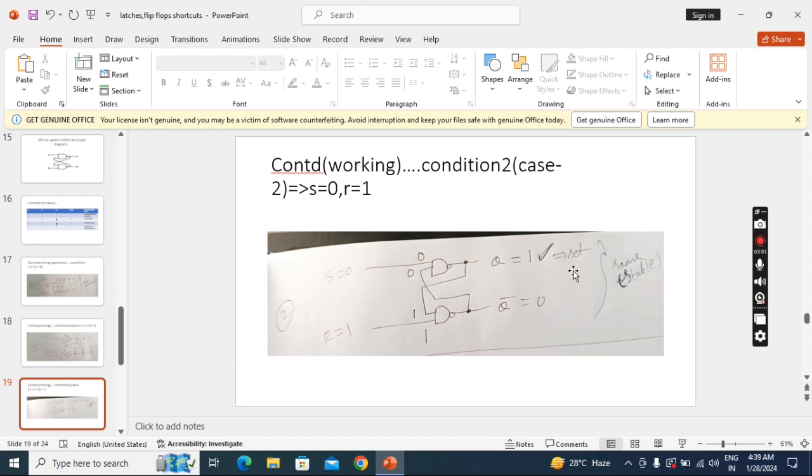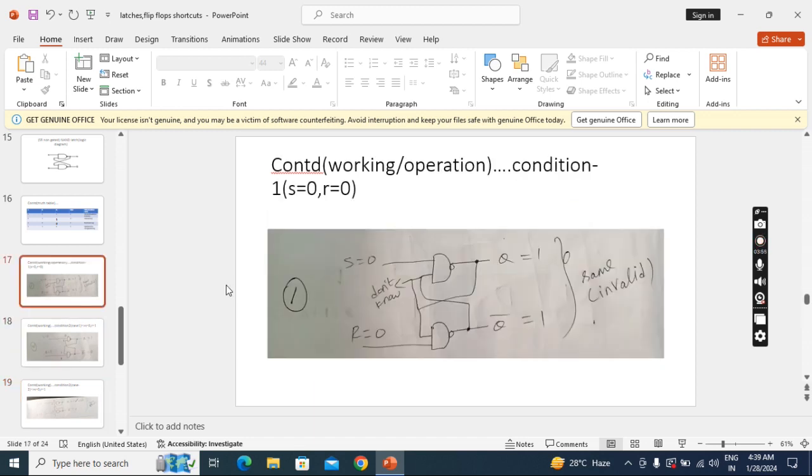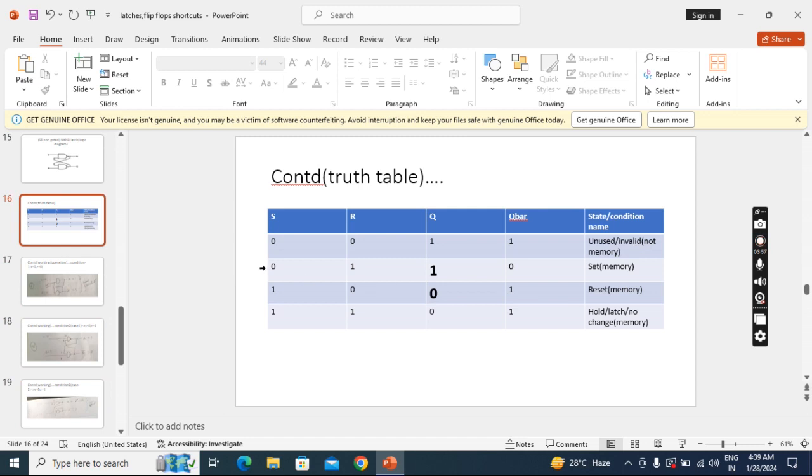This is called set condition. So what we got, see, in the second condition, when I apply S0 and R1, I got Q1, Q bar 0. That's why set. I am considering Q set. That's why I highlighted. So we are storing 1 here. Now we'll see the third condition, S1 and R0.